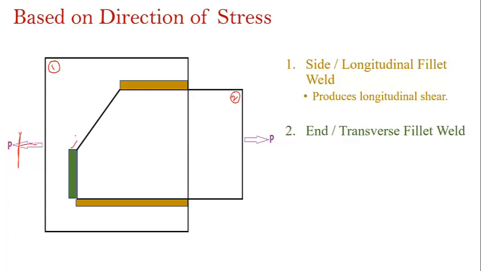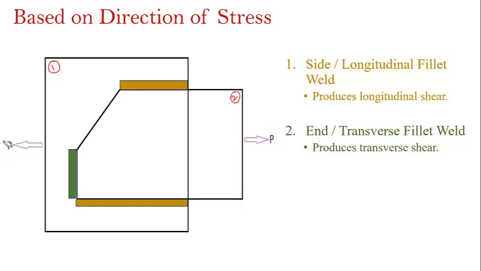So the load is applied along this direction, and the weld is applied along the vertical direction, that is, perpendicular to the load. So this is the second classification. Now the end or transverse fillet weld produces transverse shear. So this is the second classification.